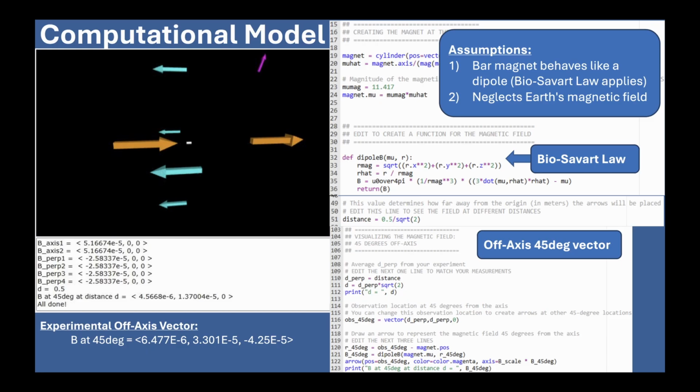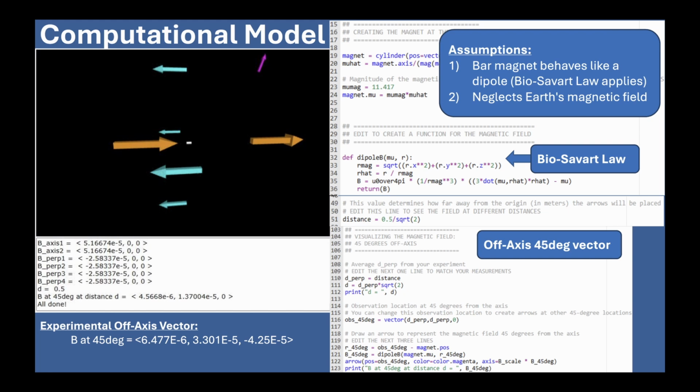Displayed on screen is the GlowScript code used for the magnetic dipole simulation, where the full Biot-Savart law was used to model the magnetic field of the bar magnet from the experiment, assuming that the bar magnet behaves like a dipole and does not include the Earth's magnetic field. In the resulting display, 7 vectors at different positions denote the magnetic field around the magnet, with 2 on-axis, 4 perpendicular, and 1 45 degrees off-axis.